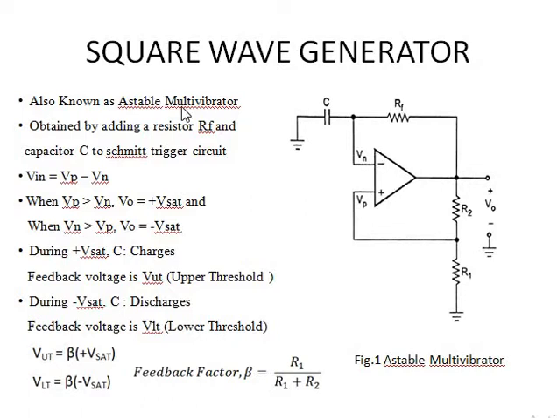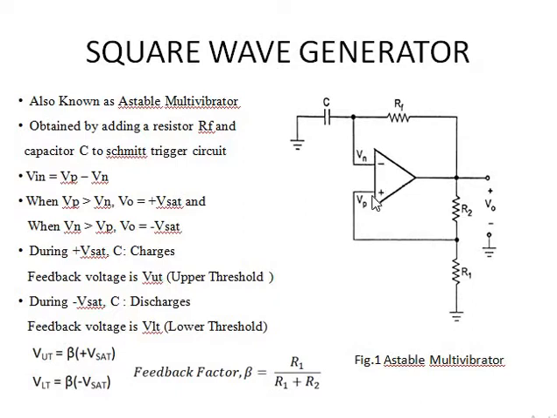And this circuit is also known as astable multivibrator because of the presence of one positive and one negative stable state in the output. Similarly, this circuit is a modification of Schmitt trigger circuit due to the addition of RF and C, or a resistor and a capacitor, to the Schmitt trigger circuit.